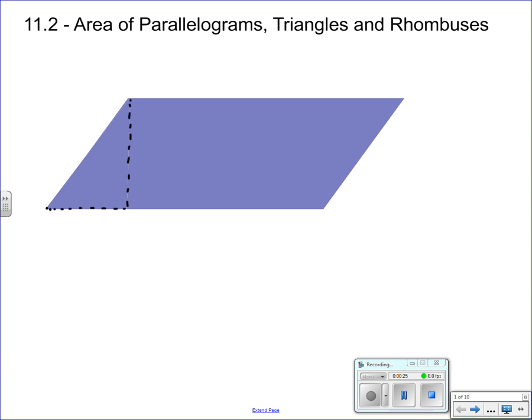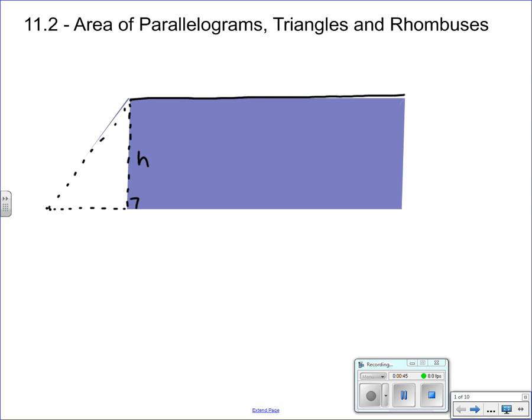I dropped down a perpendicular, which is going to be the height of the parallelogram. I took this piece here, I cut it out, and I move it over here. So I have a perpendicular. Now this was the length of one base of our parallelogram, and this was the length of the height. Since we have a right angle here and it's a parallelogram, opposite angles are equal. So therefore now I've formed a rectangle.